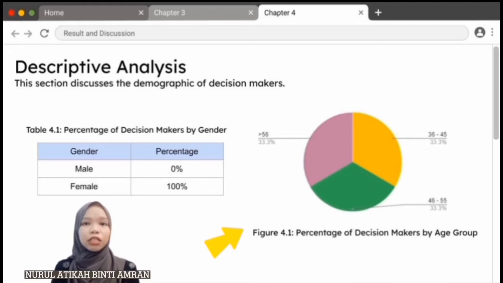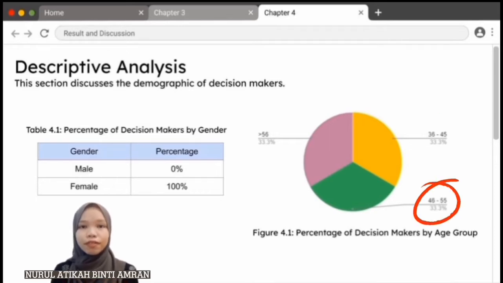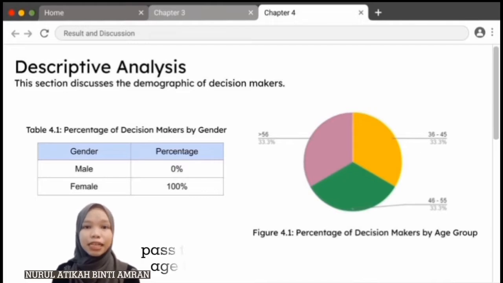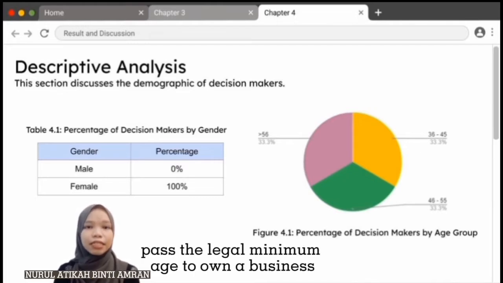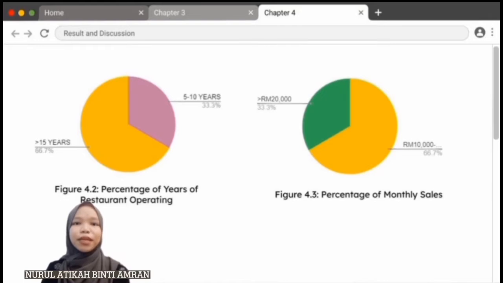4.1 shows the percentage of decision makers by age group. Age groups between 36 to 45 years old, 46 to 55 years old, and more than 56 years old have the same percentage value, which is 33.3%. This shows that all the decision makers are over 18 years old. Hence, the decision makers pass the legal minimum age to own a registered business. Next, figure 4.2 indicates the percentage of years of restaurant operating.